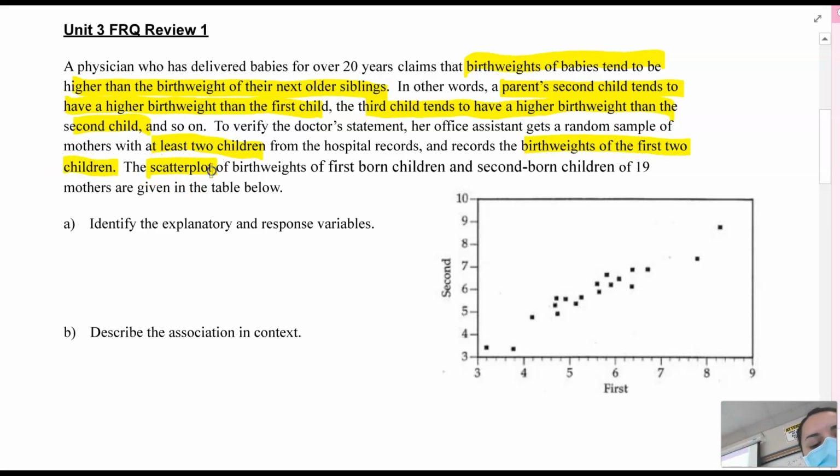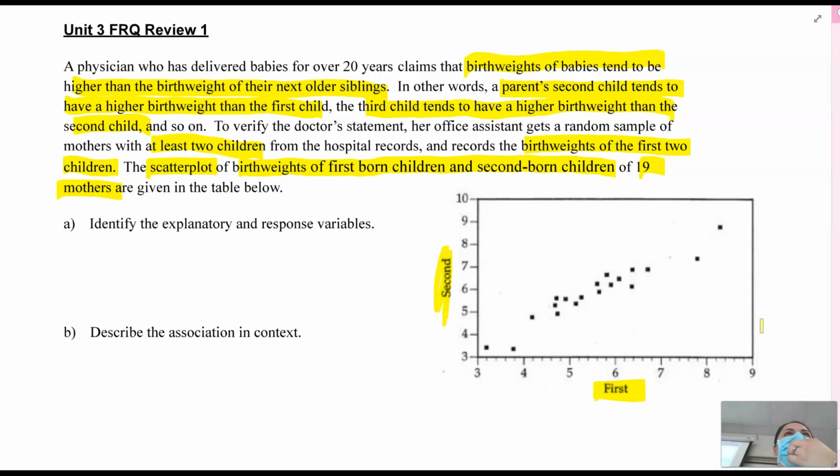The scatter plot represents the birth weights of the firstborn children and the secondborn children for 19 mothers, and they have them on the scatter plot here, okay? For part A, it says to identify the explanatory and the response variable. Your variables are the birth weights of the second child and the firstborn child. You just have to determine which one is the response and which one is the explanatory.